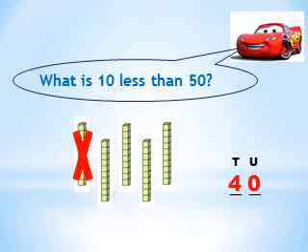Okay, remember the shorter way we talked about? I will take the number in the tens place. Here I want less than, so I will subtract. So 5 minus 1 is 4 and leave the 0 as it is. 4 and 0, it's 40. So 10 less than 50 is 40.